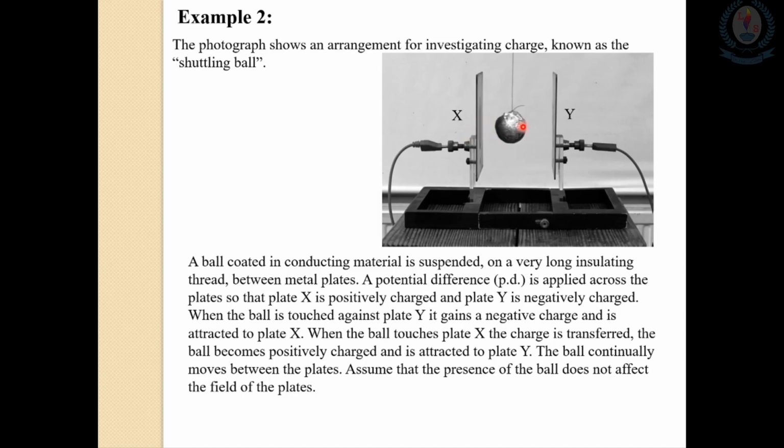When the ball becomes positive, what will happen next? The positive ball will be attracted to the negative plate, so it will move this way. This process continues, towards Y and towards X. That's how the shuttling of the ball occurs. The ball is continually moving between the plates, assuming that the presence of the ball does not affect the electric field between the plates. That is one assumption. So let's move to the questions.